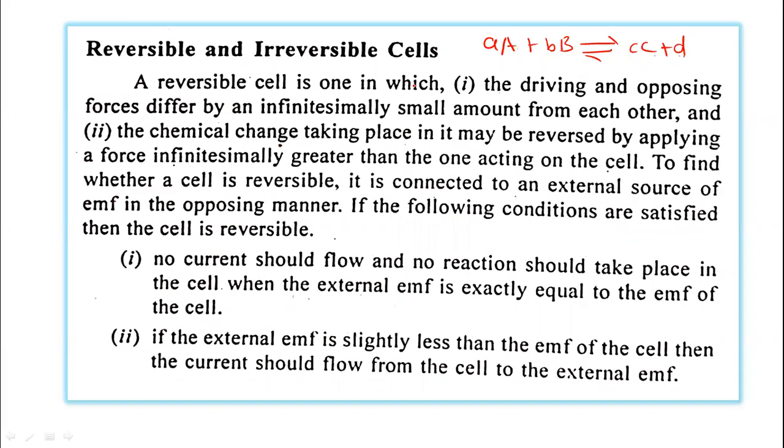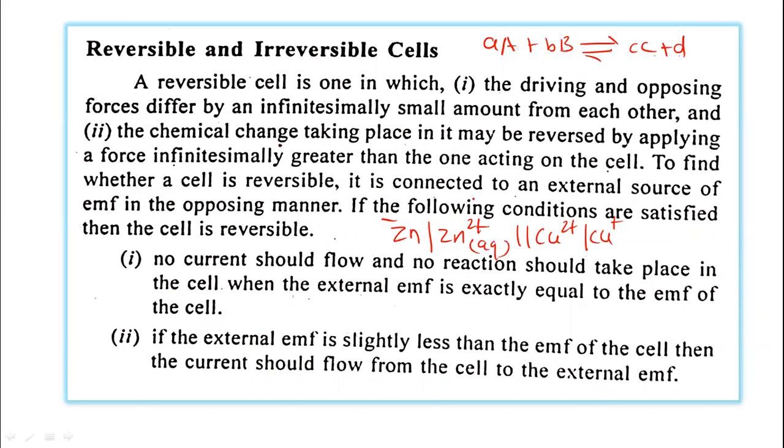Let us take an example to explain this. The Daniell cell, all of you are aware of the Daniell cell. Once again, I would like to draw the Daniell cell. Zinc in contact with Zn2 plus ion, aqueous solution. Double vertical line, copper in contact with copper 2 plus ion. Now I would like to know whether this cell is reversible or irreversible.